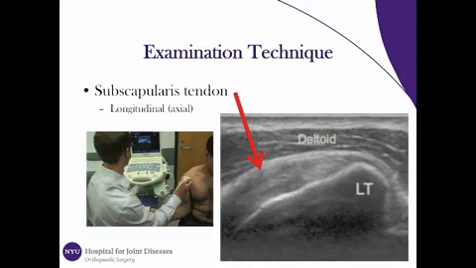The next structure to image is the subscapularis tendon, which is seen here in the longitudinal plane. To image this structure, the patient again is seated with the arm at the side. In order to view the subscapularis tendon, the patient's arm is externally rotated. The position of the probe is at the level of the bicipital groove. The subscapularis tendon is demarcated by the red arrow and is seen inserting on the lesser tuberosity. The overlying deltoid muscle can also be seen. The following video will demonstrate the appropriate technique.